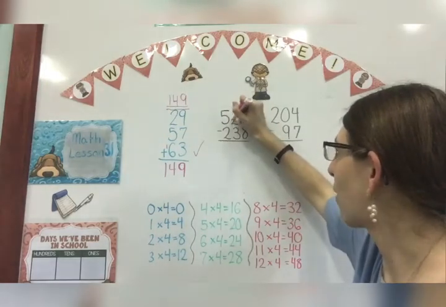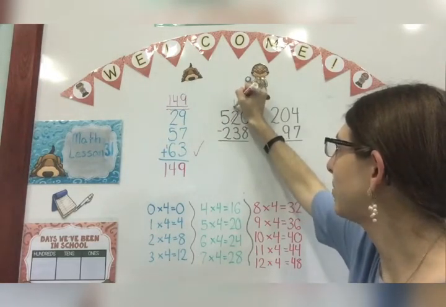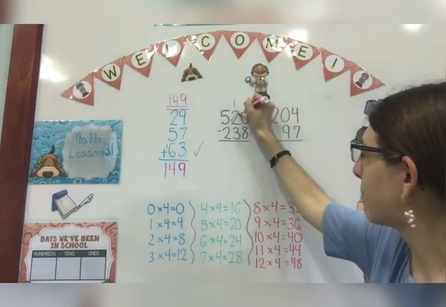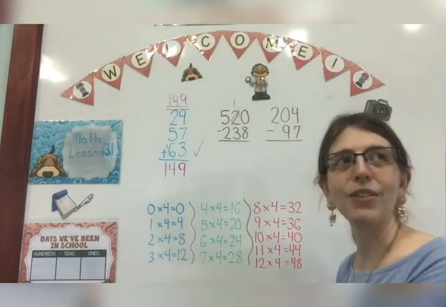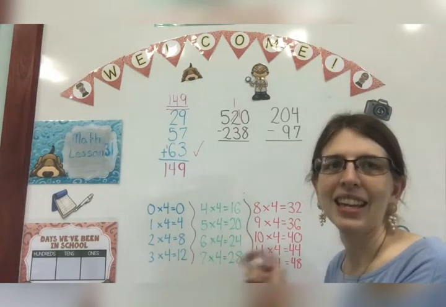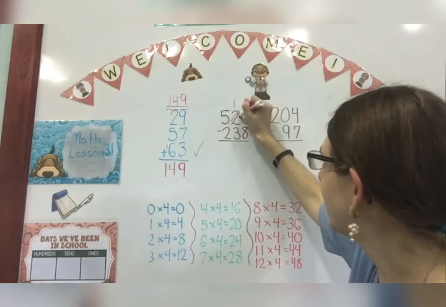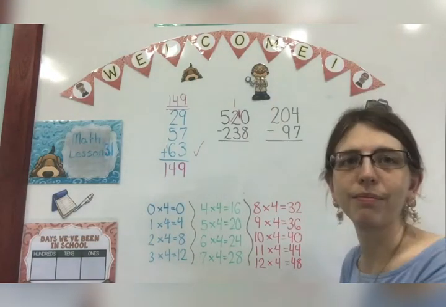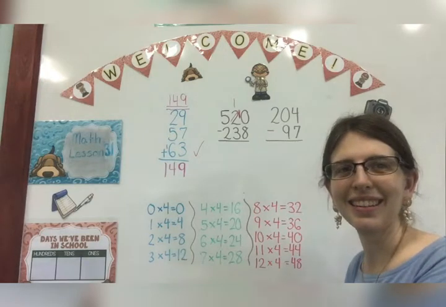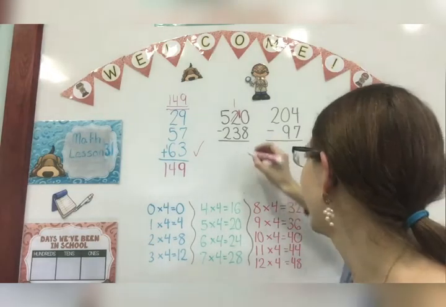I'm going to borrow from the 2, which leaves me with 1. The 1 that I borrowed, I put with my 0. So now I have 10 minus 8. 10, it's hard to see because it's pink and little, there we go. 10 minus 8 equals 2. Very good.